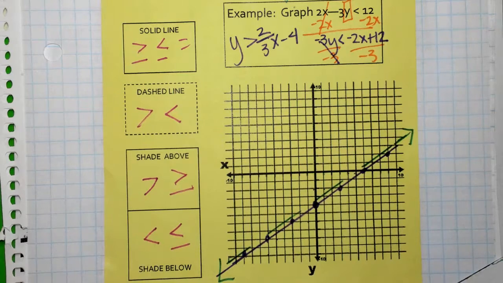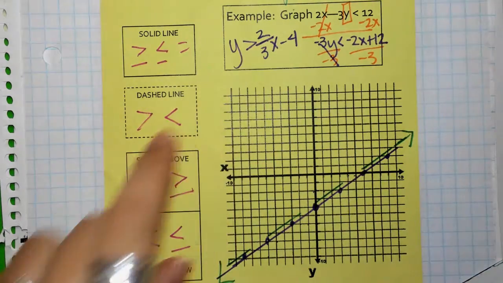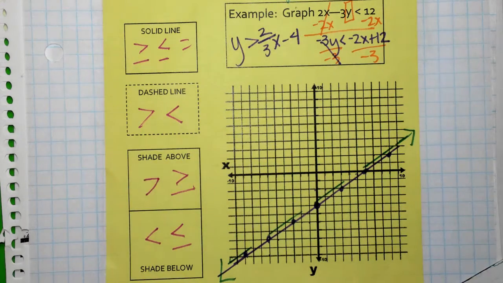Alright, so now, our step 4 was shade. Are we going to shade above or below? Now, the way you figure it out is you look at this guy. It's greater than, so you shade above. Now, you shade everywhere above. Like everywhere, all over the graph.